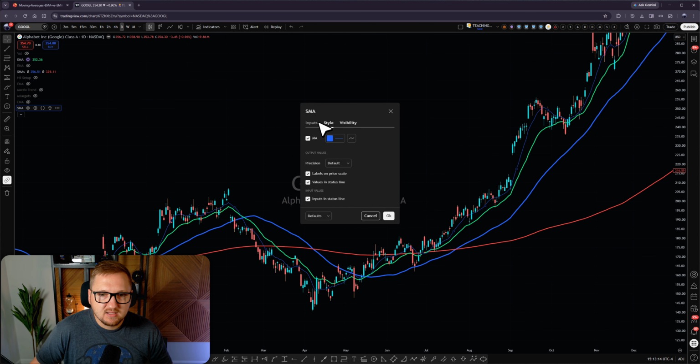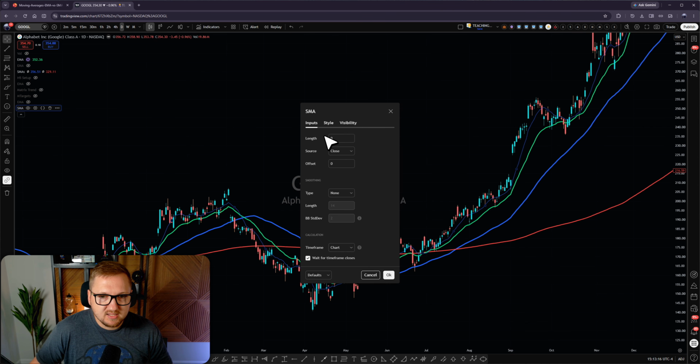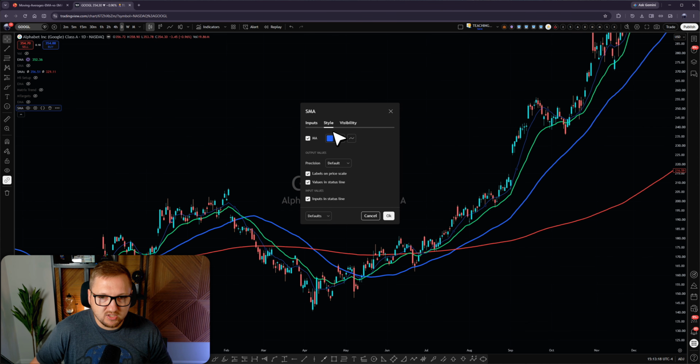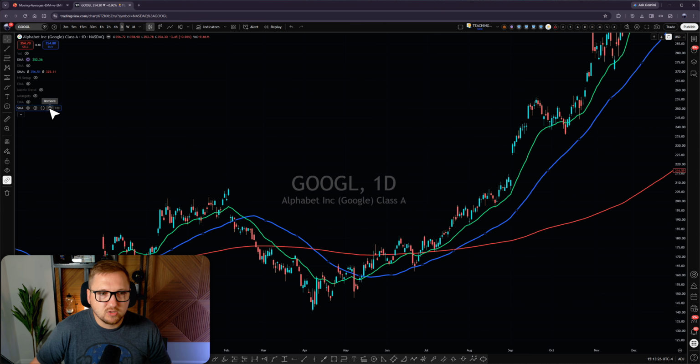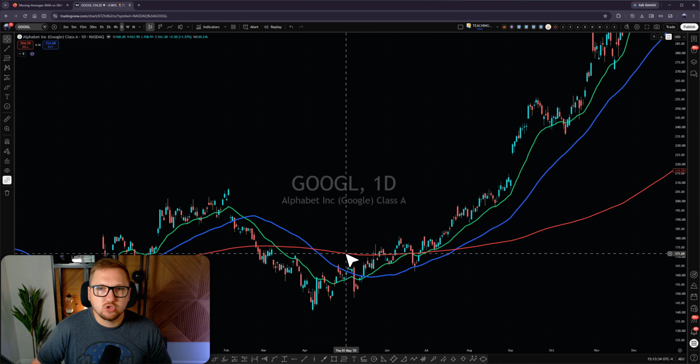For SMA, this is how you do it. You put in SMA and then you're simply going to change the color again here. And you're going to change this to, again, for today, we're going to do 50. And that's it. And you'll do one for a 200 as well. So you'll have a 20 EMA, that's going to be blue. You have a 50 SMA, that's going to be green. You'll have a 200 SMA, and that's going to be red.